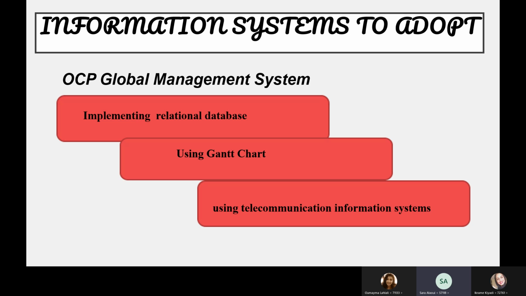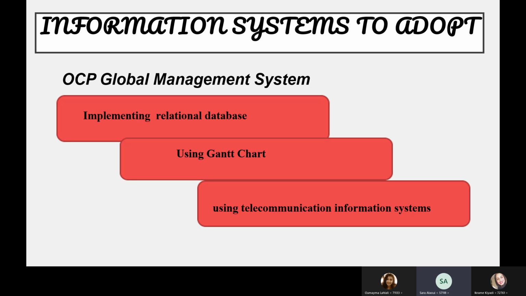So, okay, let's move on to the information system to adopt. First, what attracts our attention is that OCP has a problem of connecting and getting aware of all the activities done between the group headquarters in Casablanca and the other branches, such as El Jadida, Jorf Lasfar, Khouribga, and other branches. However, the group is required to implement a relational database between the group headquarters and the other branches in order to share all the activities.